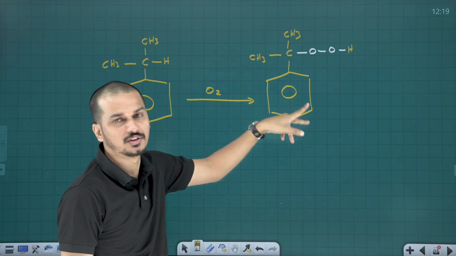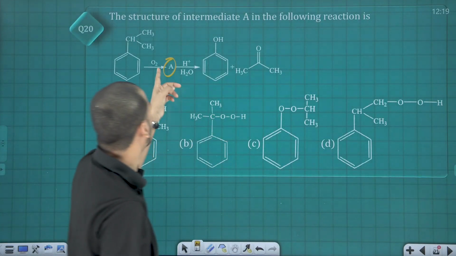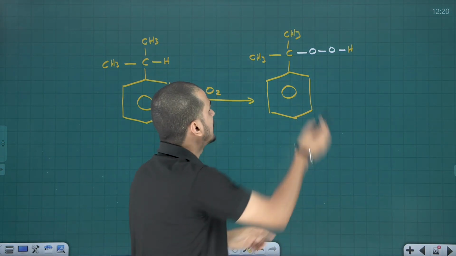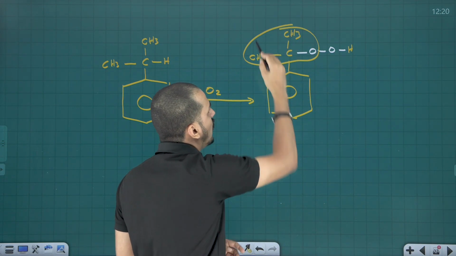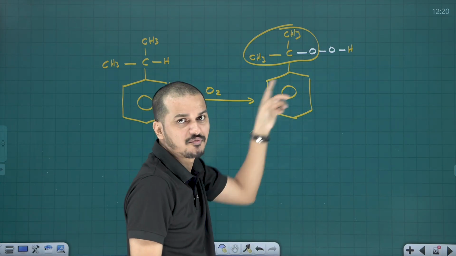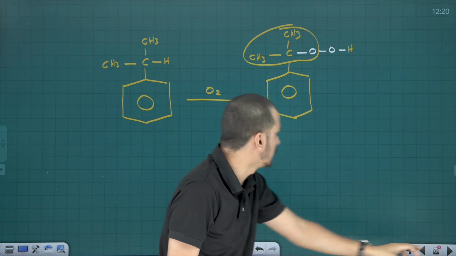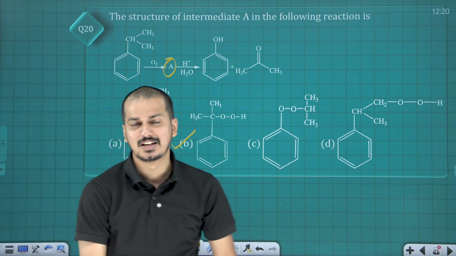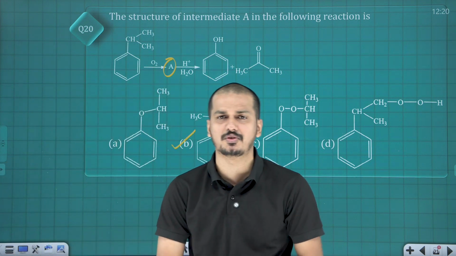That only you are going to hydrolyze. At that time this will be forming CH3, OCH3, and OH will be attached here, phenol you will get. So which option will come? Only option B is the possible one. Ready? So we solved 20 MCQ questions.